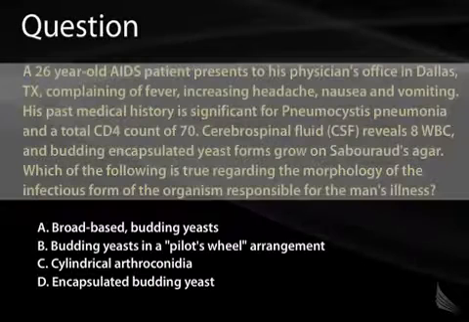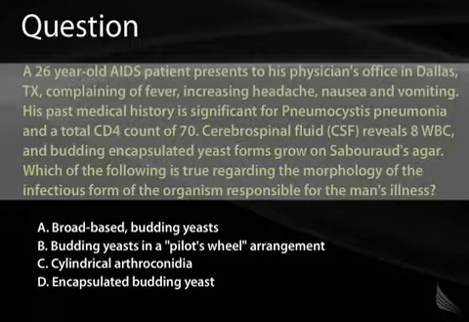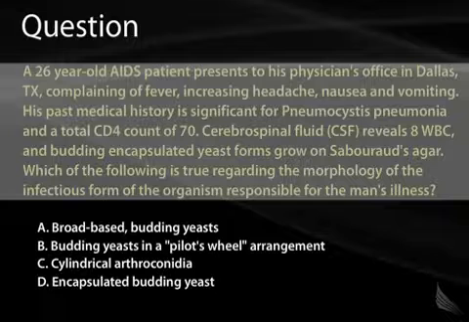Question. A 26-year-old AIDS patient presents to his physician's office in Dallas, complaining of fever, headache, nausea, and vomiting. His past medical history is significant for PCP pneumonia and a total CD4 count of 70. The CSF reveals 8 white blood cells and budding encapsulated yeast grown on Sabouraud's agar. Which of the following is true regarding the morphology of the infectious form of the organism responsible for the man's illness? So here we have somebody with cryptococcal meningitis.